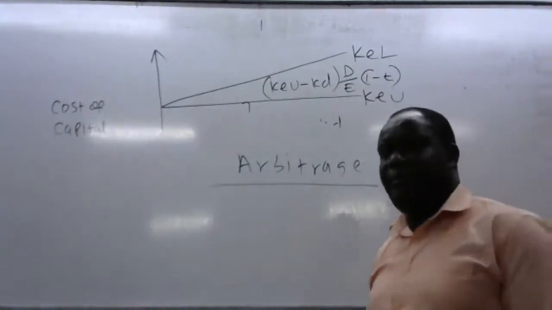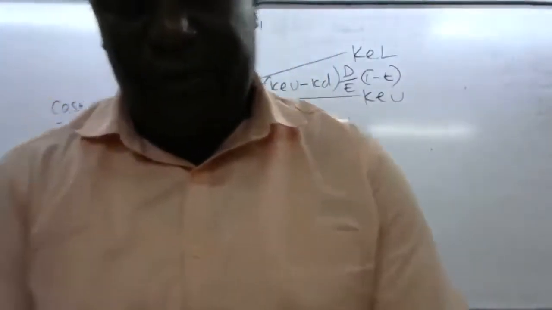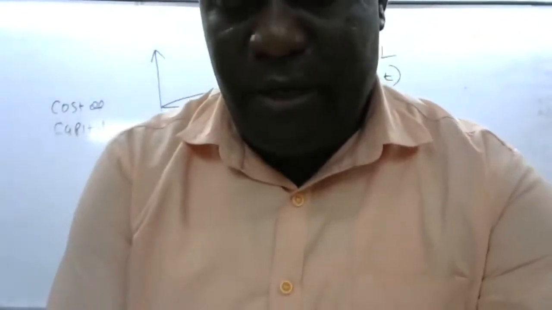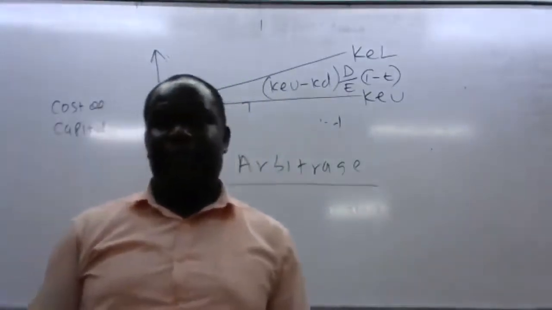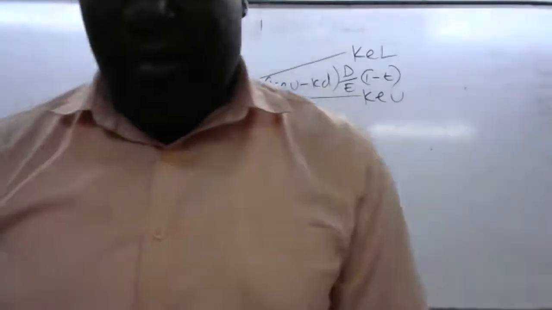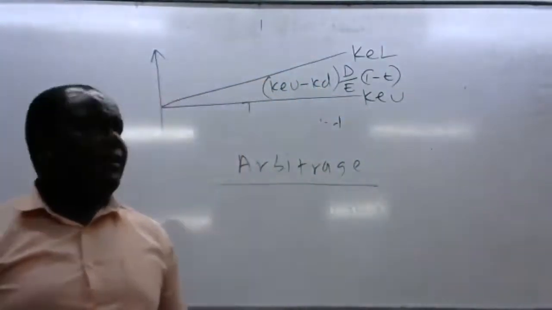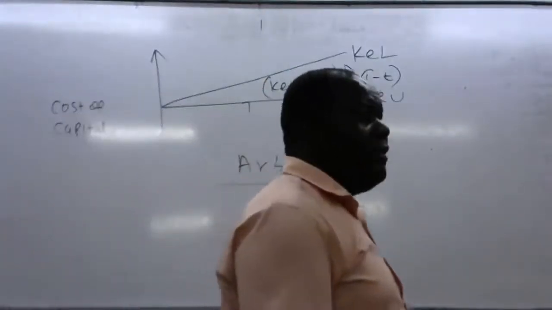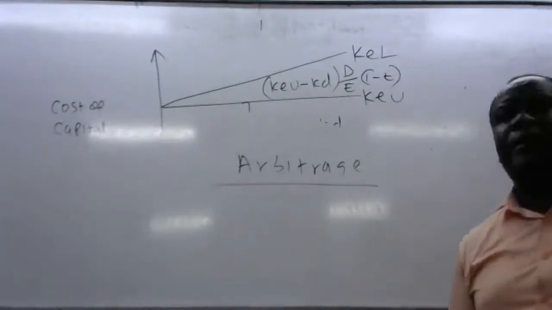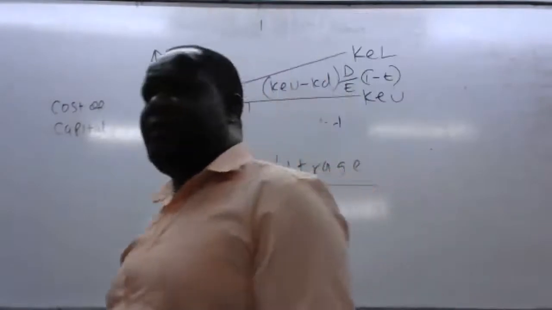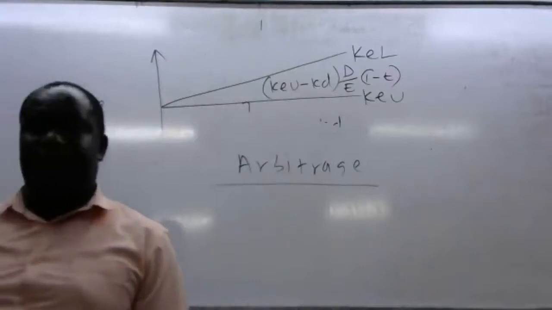Then finally, step number 4 is that the investor will then invest in the company where his returns are maximum. So those are the steps of practicing the arbitrage process.